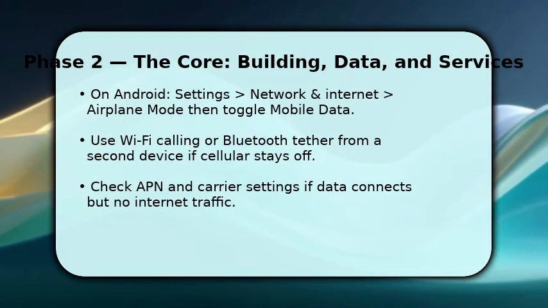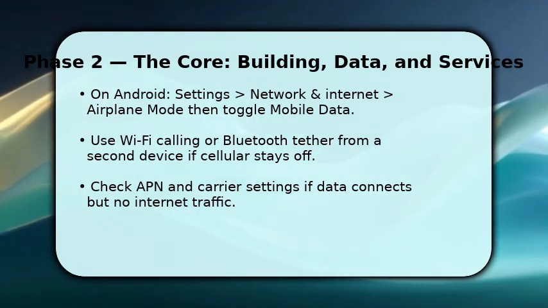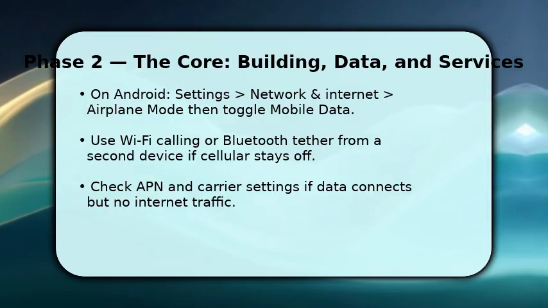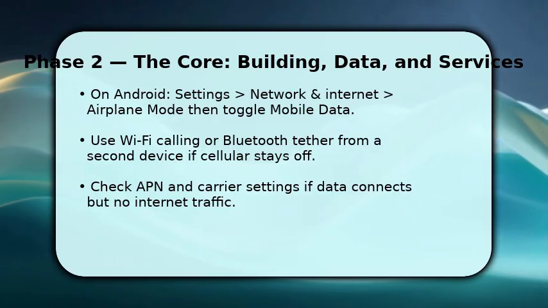Now you'll execute the complex middle steps. On many Android phones, after airplane mode, you can manually turn mobile data back on. Do that in network settings. This re-enables the cellular modem for data only.